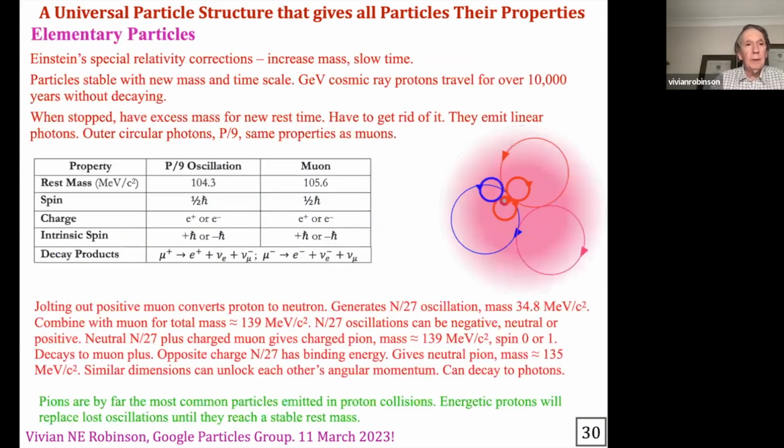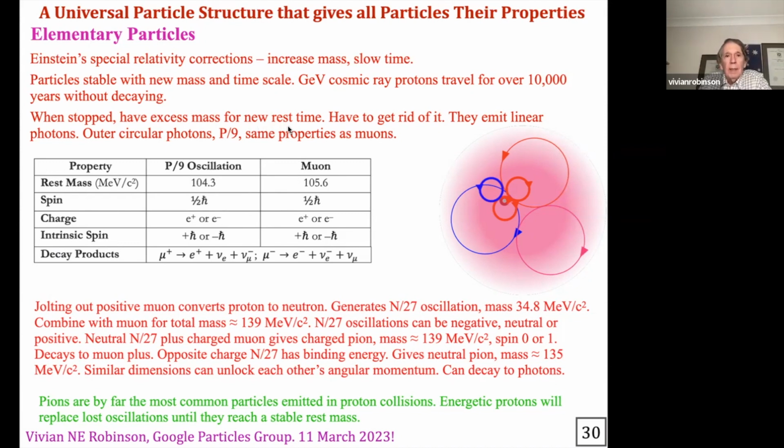Now we come to elementary particles. The first thing to realize about elementary particles is Einstein's special relativity corrections. Mass increases and time slows down when particles travel at a high speed. And they're quite stable at that. I mean, GeV cosmic rays travel for tens of thousands of years without decaying. But when they stop, they have excess mass for their new rest time. They've got to get rid of it.